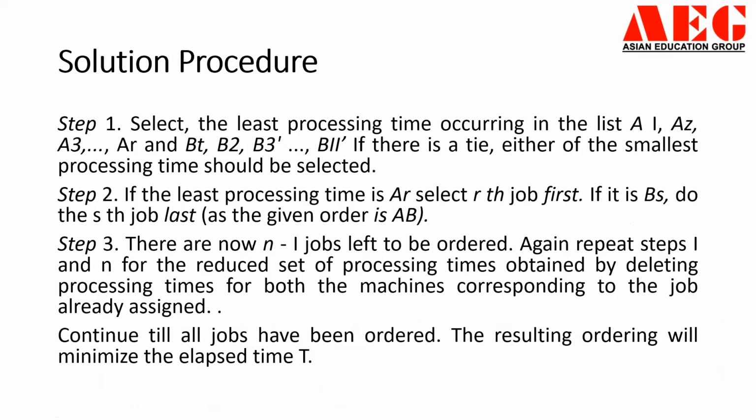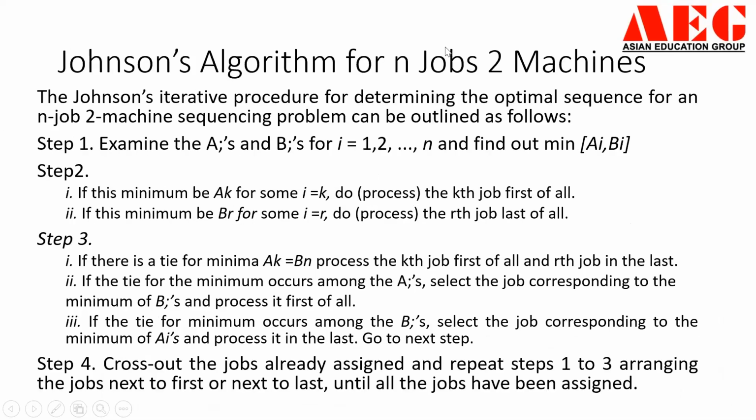If you understand it, it is okay, but otherwise you can understand it with the help of the question. So Johnson's algorithm for n jobs on two machines examines the A and B for 1 to n, and finds the minimum of Ai and Bi. So the first step is this. So you have a matrix in which you have a number of jobs and two machines. So first of all, you have to examine the minimum value across the A and B machines.